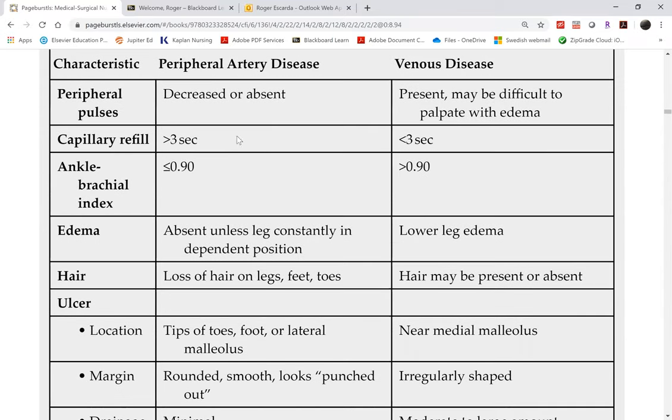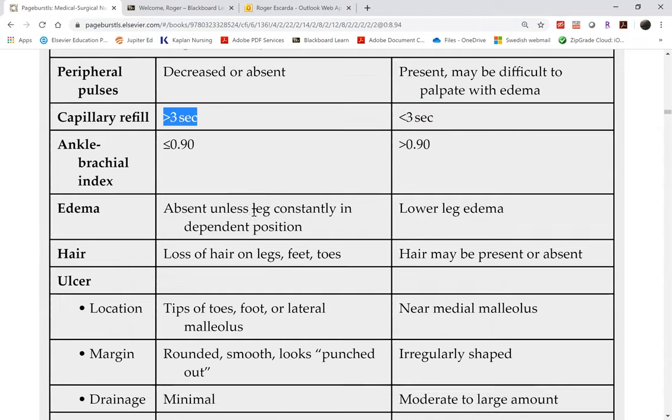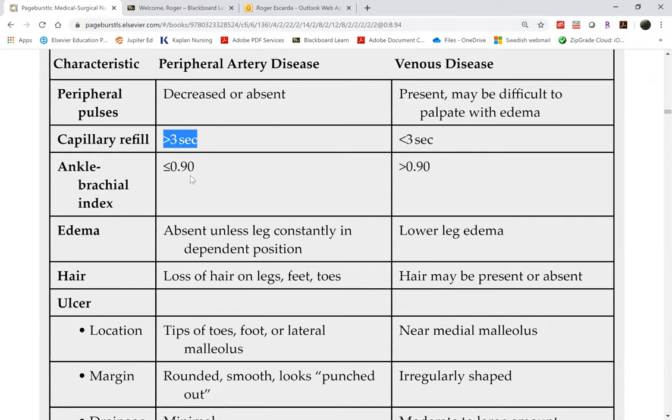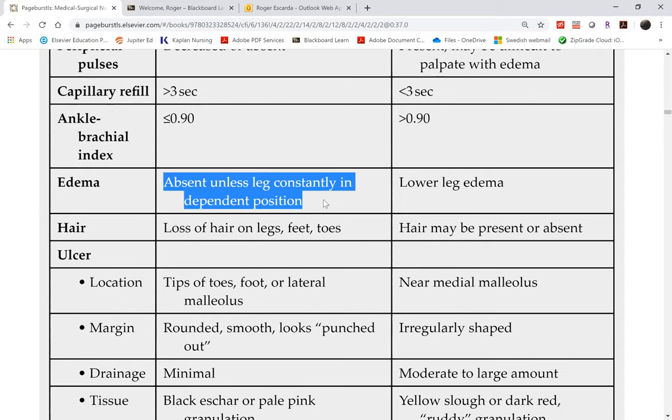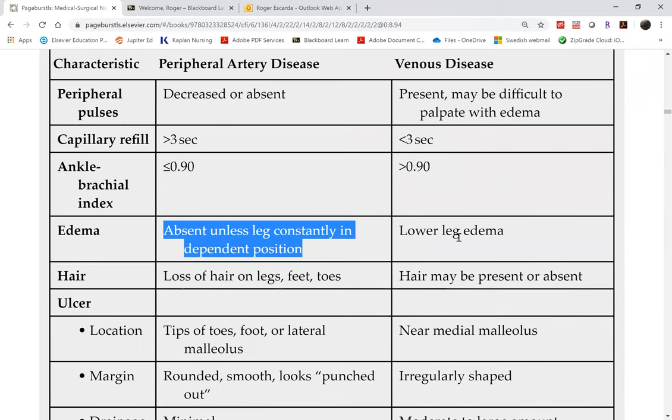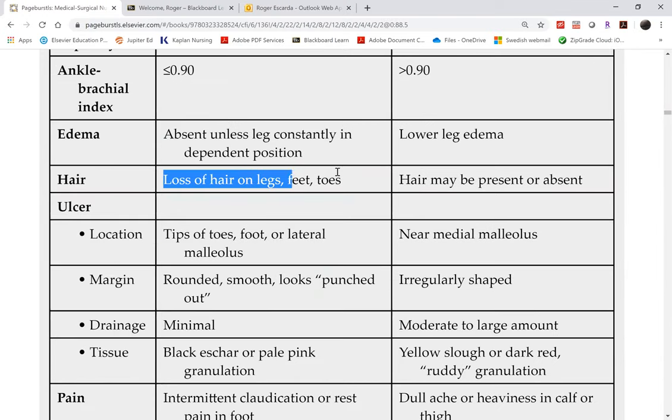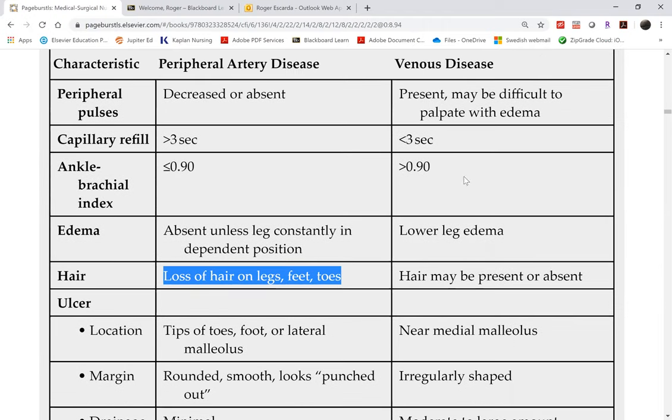Cap refill is normal in venous disease. It's delayed in arterial disease. Ankle brachial index, I'll discuss this. This is pretty simple. I'll discuss the underdiagnosis shortly. Edema, there's no edema in PAD because the problem here is forward blood flow. In venous, there's plenty of edema because this is a blood return problem. So blood is congested or pooling in the extremity. They have less blood return to the heart. Hair loss, definitely there's none in PAD. I mean, there's no hair in PAD. There's still maybe hair in venous disease.